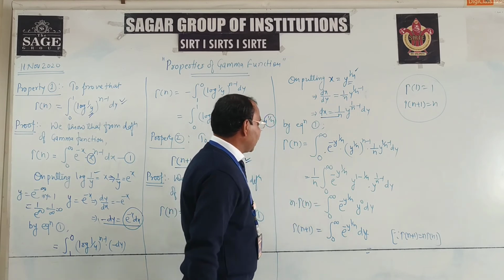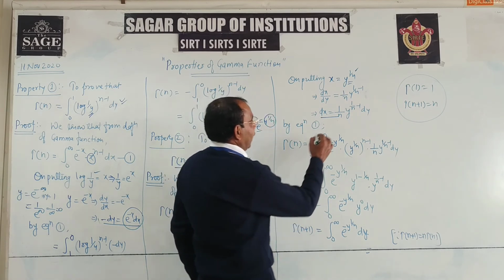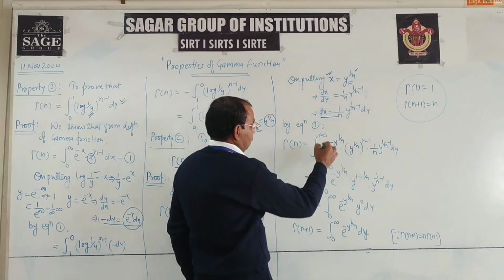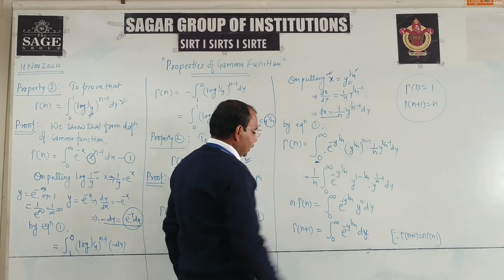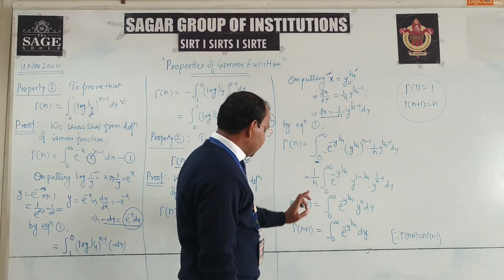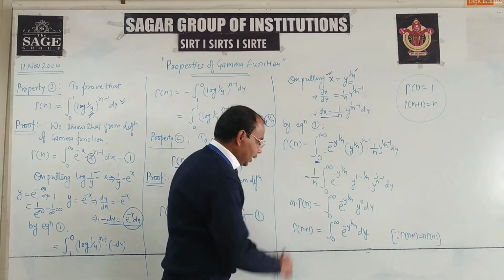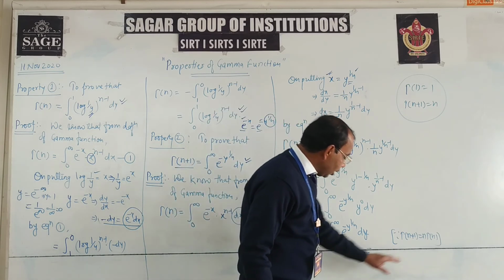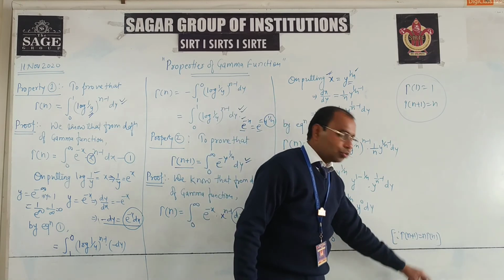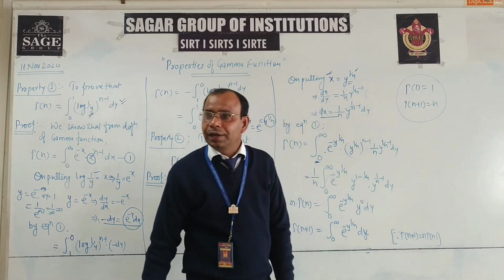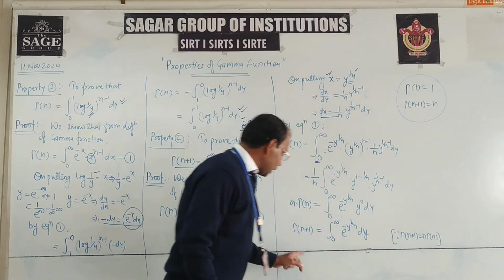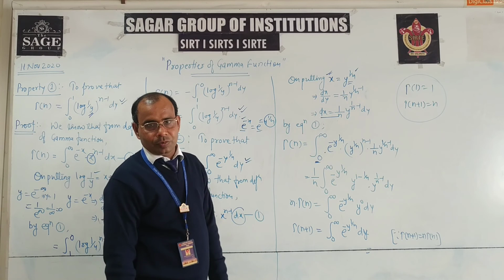As per the substitution, the lower limit 0 gives 0 and the upper limit infinity gives infinity, equal to n gamma n. Now we have already discussed in the second property of gamma function that gamma n plus 1 is equal to n gamma n. Therefore, n gamma n is replaced by gamma n plus 1.